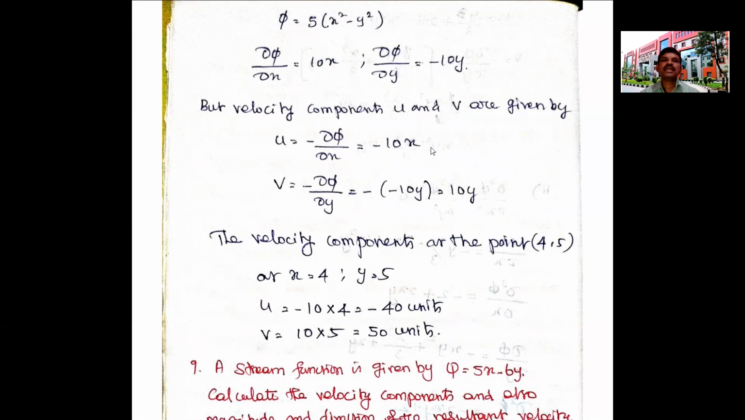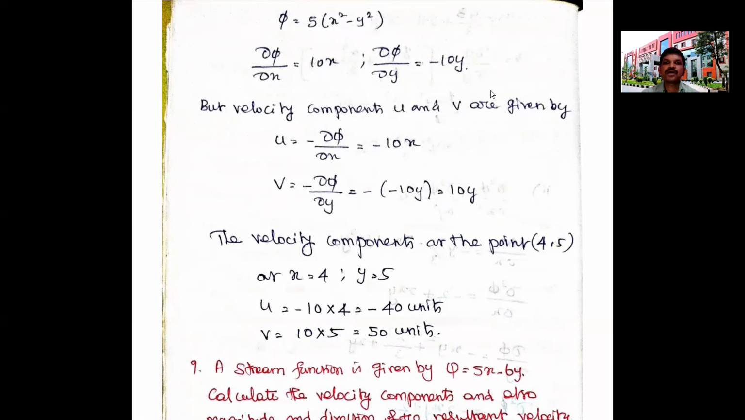Now the velocity component formula, u and v. u is equal to, we already saw, minus dou phi divided by dou x. The dou phi divided by dou x we already calculated, it is 10x, so we only have to put the minus: minus 10x. Next, come to v. v is equal to minus dou phi divided by dou y, which is equal to minus 10y.